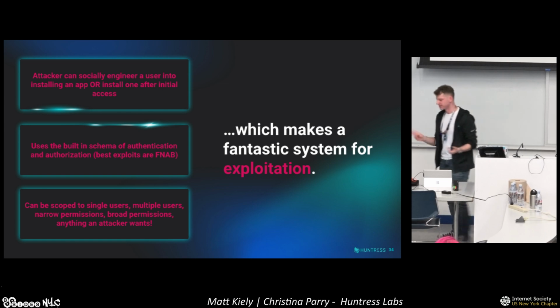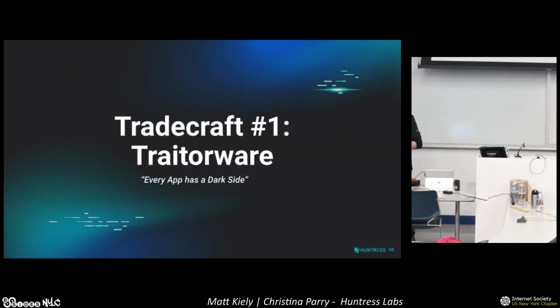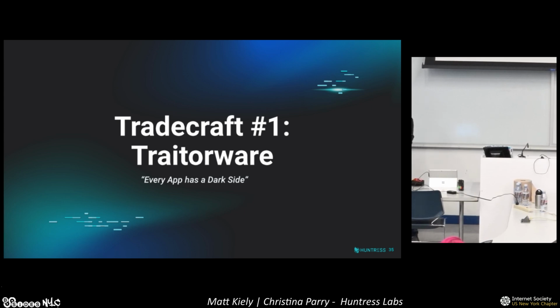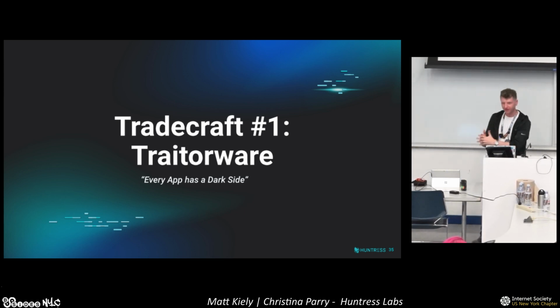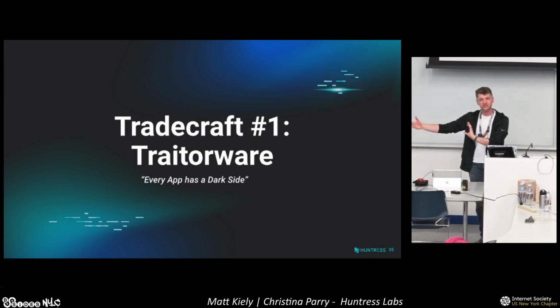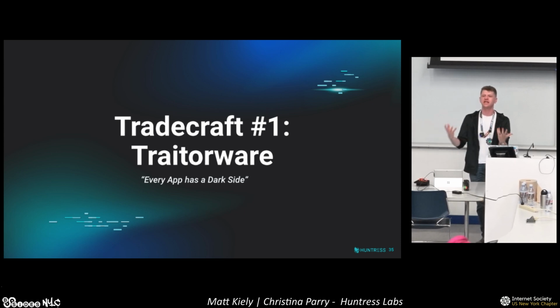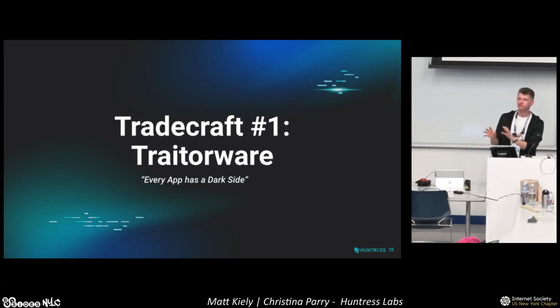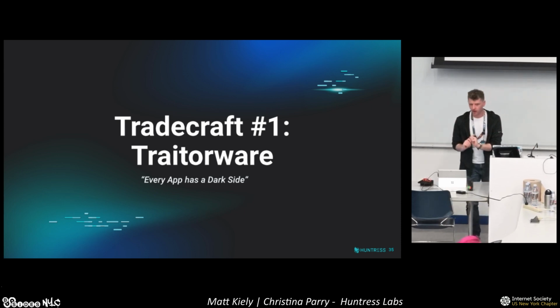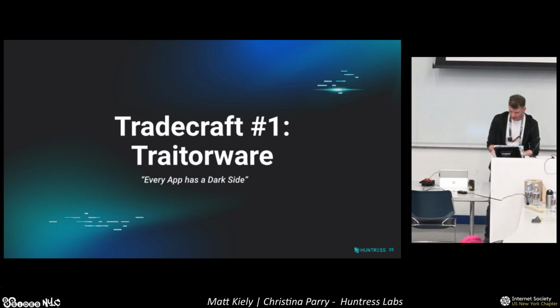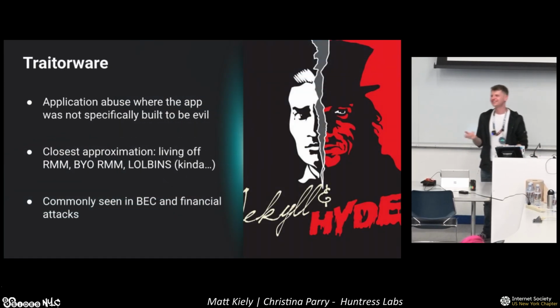We're going to cover 2 specific examples of tradecraft that we're looking to combat at the small to medium business scale. So we understand a little bit about OAuth in a general sense, how apps are built in a general sense. These are the actual tradecraft items that follow in the footsteps because we're just using the system as intended, but we can make it work in certain ways as an attacker. So the first one, Traitorware, okay? Every app has a dark side. A little bit of a Jekyll and Hyde situation going on.